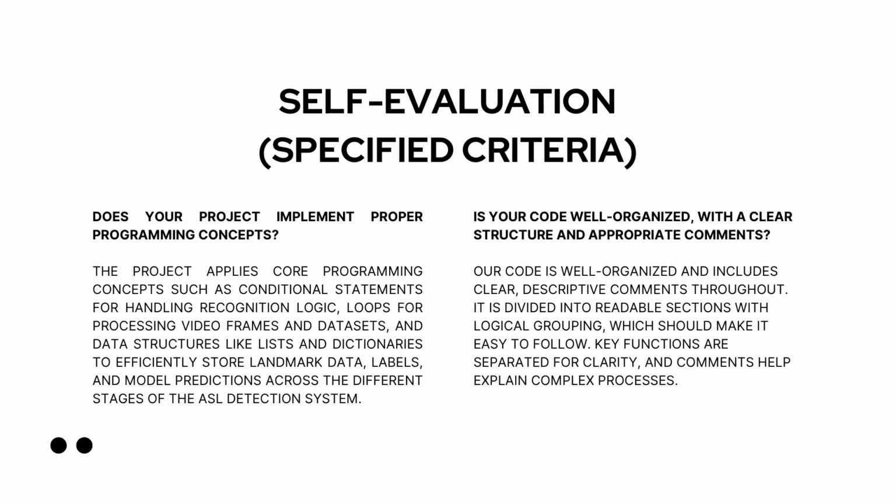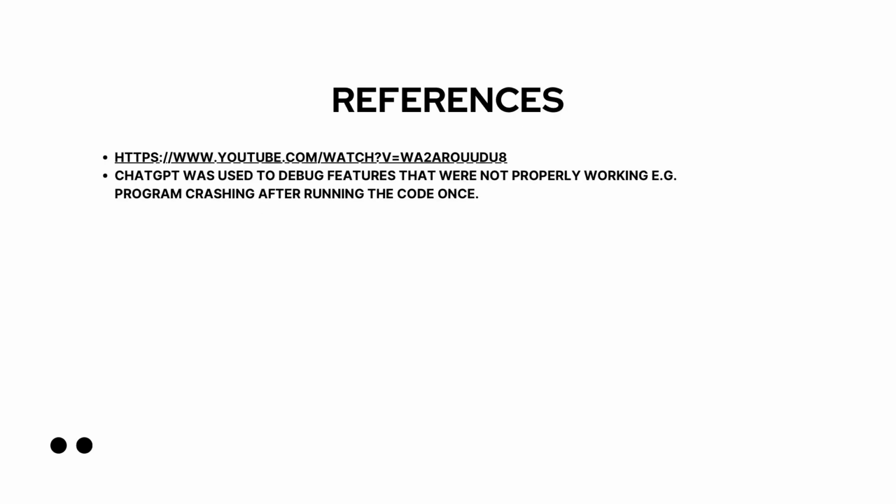Finally, let's quickly go over our self-evaluation. We believe that our project applies essential programming concepts such as conditional statements for gesture recognition, loops for processing video frames, and data structures like lists and dictionaries to manage landmarks and labels. Our code is well organized with clear comments and logical groupings of functions. Key sections are separated for readability, making it easier to understand the overall flow of the program. Lastly, these are the references, and ChatGPT was used to debug issues.